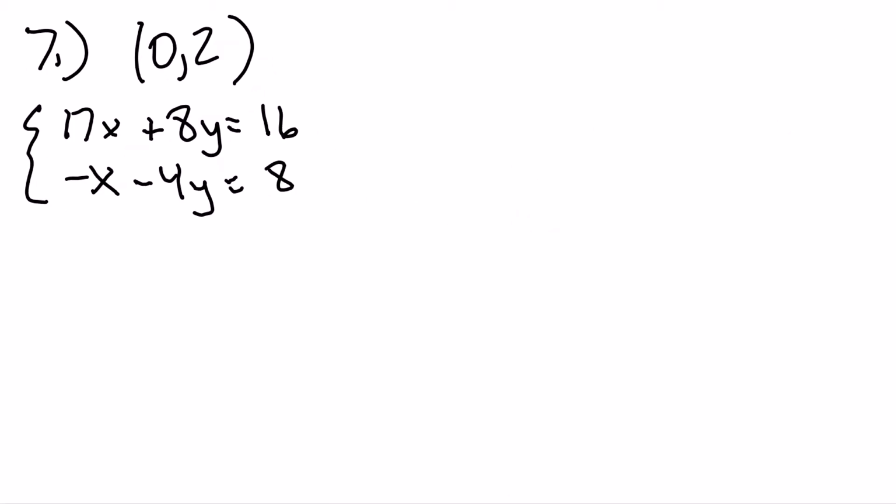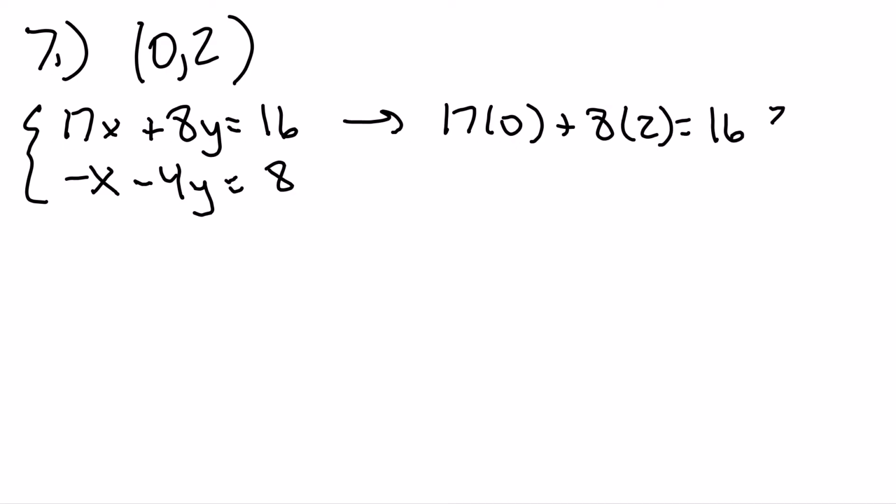All right, number 7. I'm going to plug in 0, 2. So I say 17 times 0 plus 8 times 2. Does that equal 16? That cancels out. 8 times 2, 16 does equal 16, so it's true. I have to check the second one.